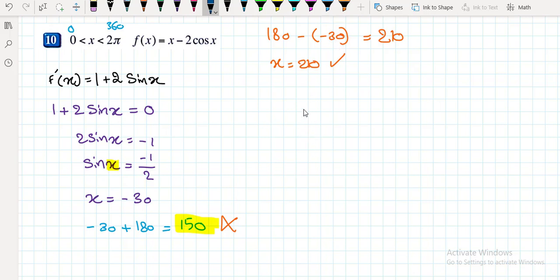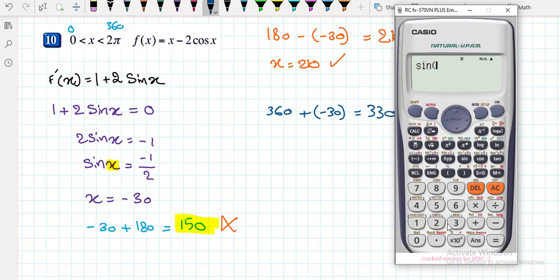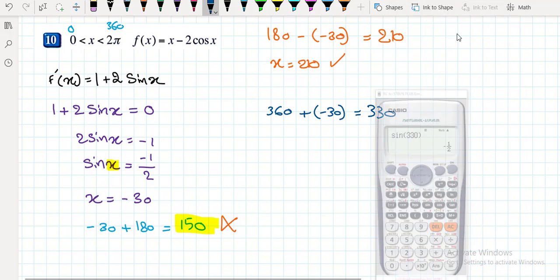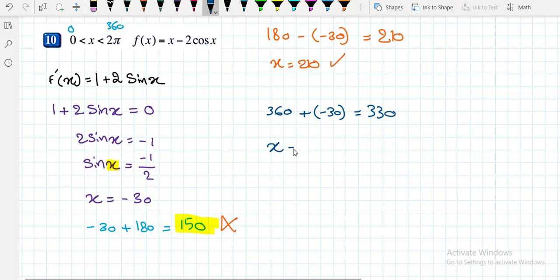This time we add it to 360. 360 plus negative 30 will be less than 360. This is why I accept this addition, because it's originally a subtraction. 330. Sine 330 is negative 0.5. That's cool. I got the other possible x, which is 330.